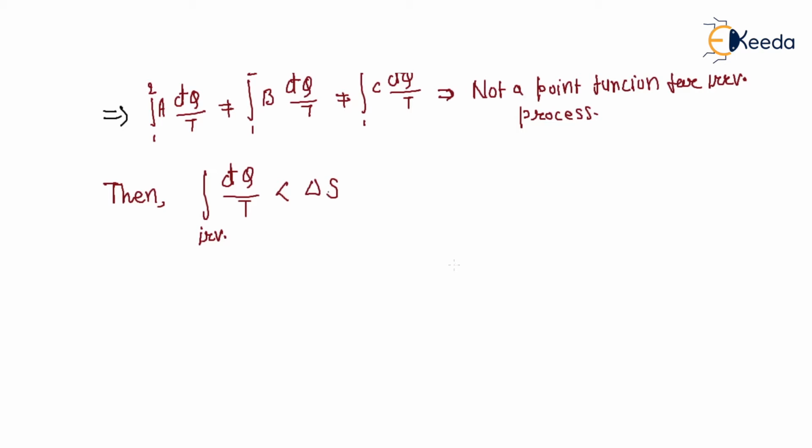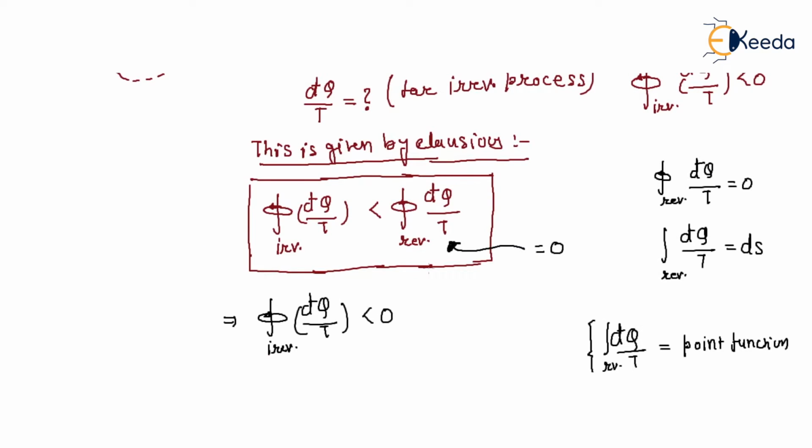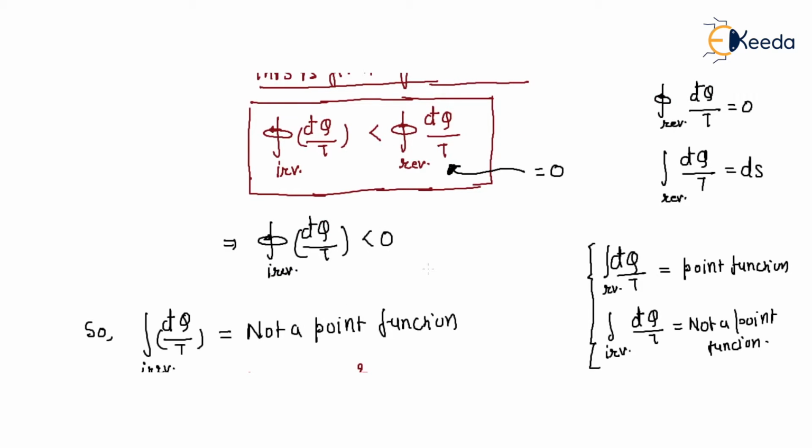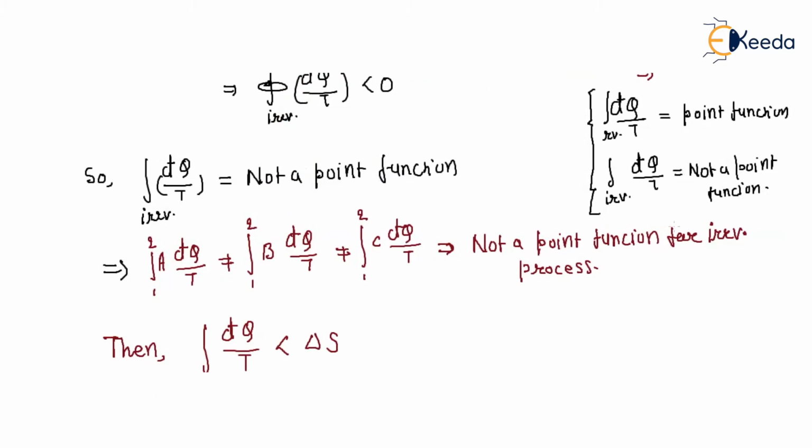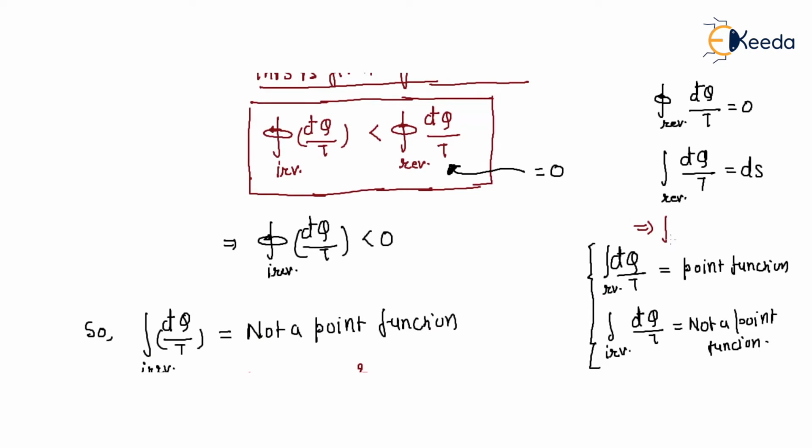Why? Because delta S is what? The integration of dQ by T is equal to delta S for a reversible path. So if this is your path, then dQ by T for the path is less than the dQ by T for a reversible path, and dQ by T for a reversible path is less than 0.